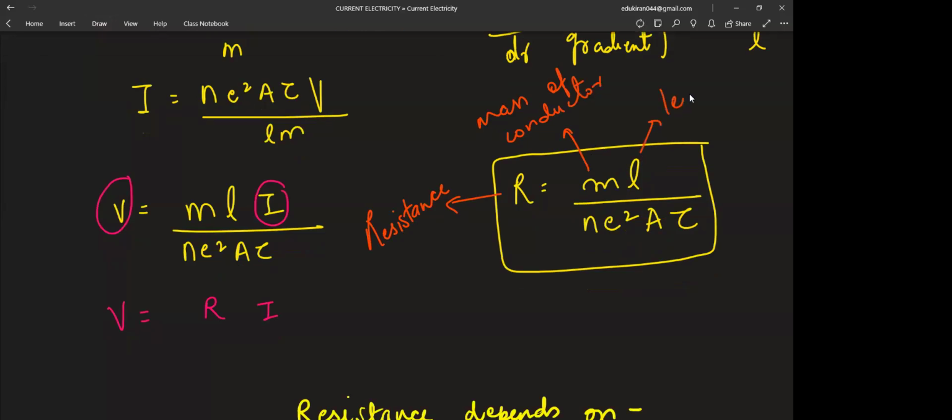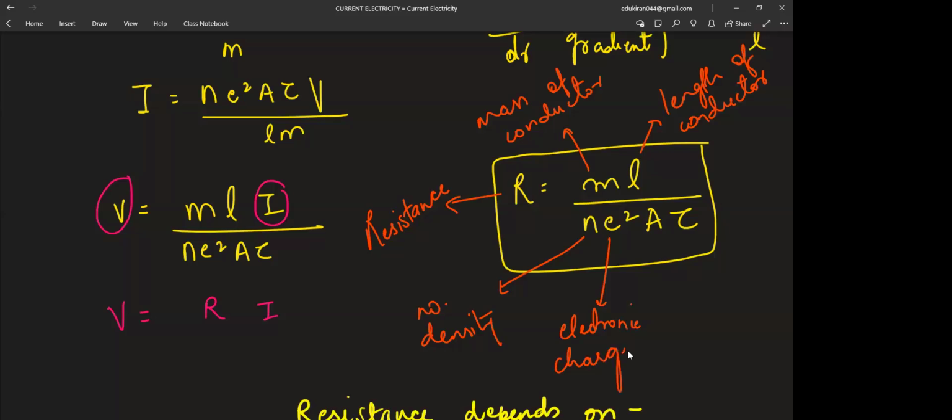L is the length of conductor. N is the number density. E is the electronic charge. A is the area of conductor. You should know when it is conductor, when it is electron, when it is the charges. And tau is the average relaxation time. Is it clear till here, Zara?